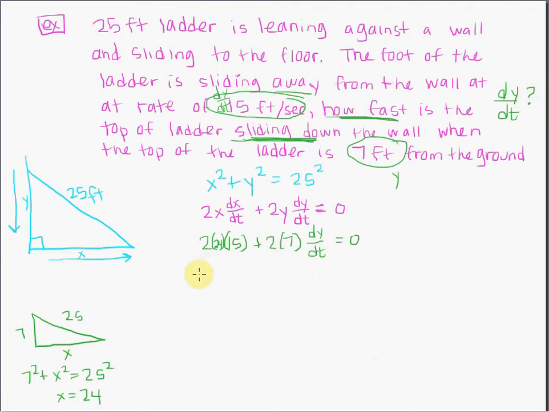Okay, so once you plug in everything here, you have 2 times 24 times 15 plus 2 times 7. So this part right here, sorry, let me just do it real quick on my calculator. We're going to have 2 times 24 times 15, which gives us 720.